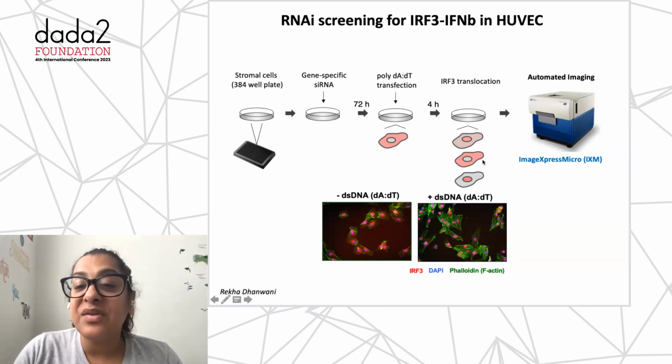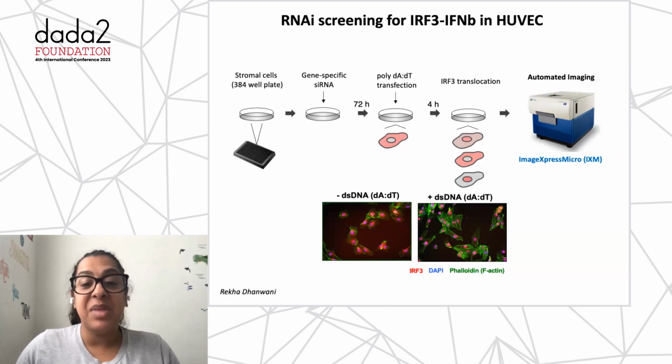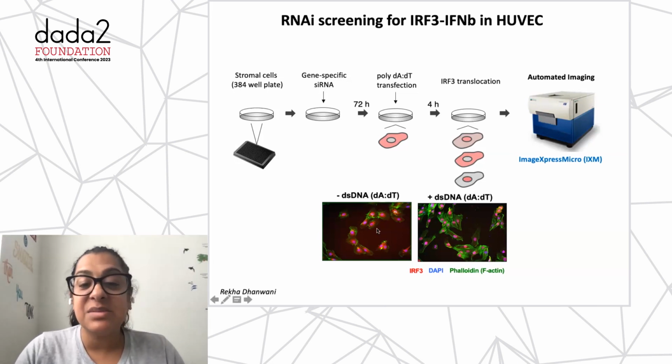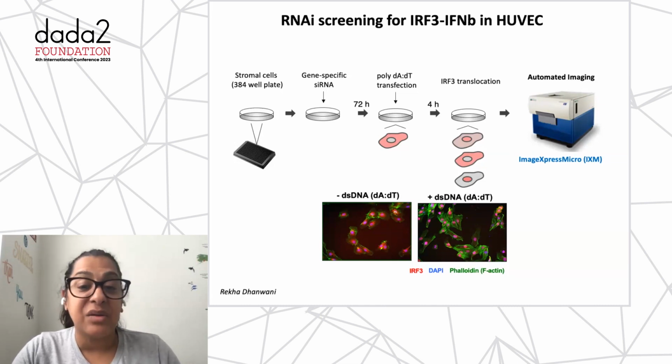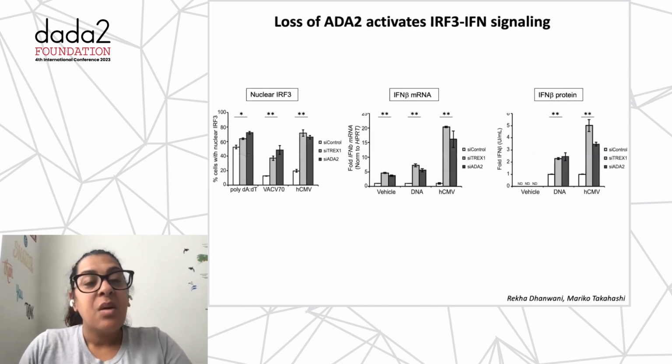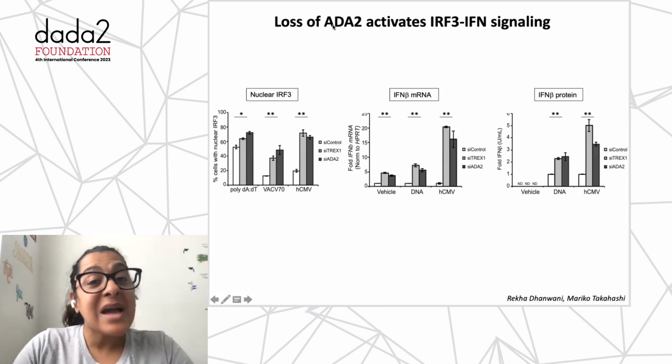We can look at different phenotypes of the cells in order to determine if loss of a particular gene or protein increases or decreases the IFN beta pathway response. We have done this by immunofluorescent imaging, shown here on the bottom, where we're monitoring what's shown in red here. And that's nuclear translocation of an IFN beta pathway protein called IRF3. What we found in our screening results was that loss of ADA2 activated IRF3 and IFN beta signaling.